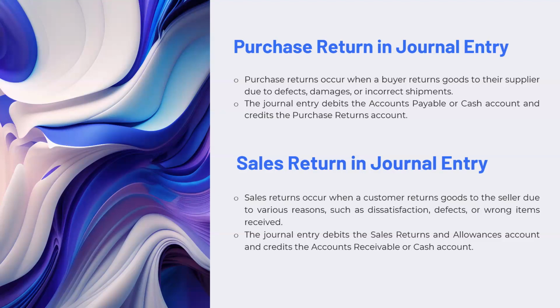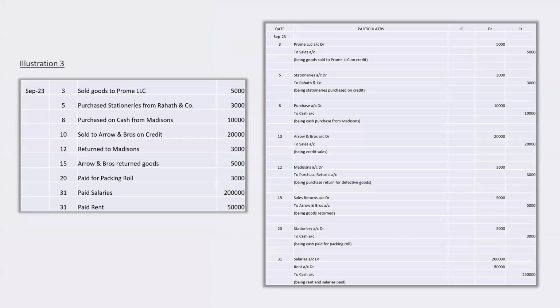Sales returns occur when a customer returns goods, and the journal entry debits the sales return. So it should be sales return debit and accounts receivable or cash account credit. This should be the type of entry which you should be entering in the journal. So let's have a look.